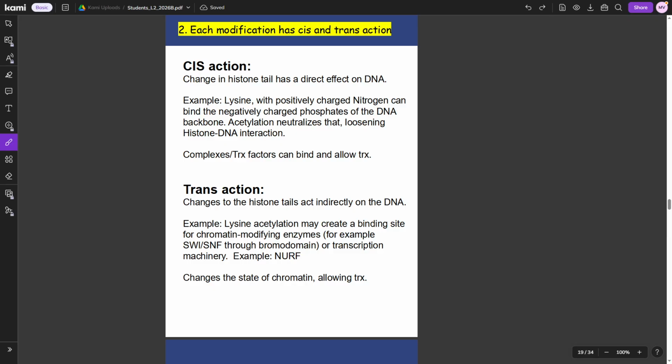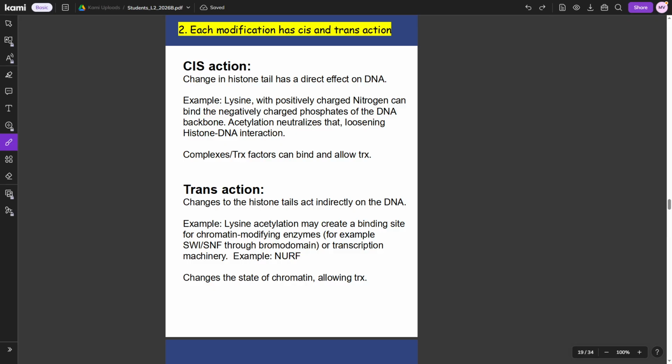A trans action is, basically, you do the same thing as a cis action. So you modify a lysine, but that lysine, just because it's modified, doesn't actually result in a change in the DNA. But what it does do is that modified lysine now recruits a different enzyme, like a reader. So it'll recruit a bromodomain or some enzyme. And then that bromodomain will maybe attract another enzyme, or maybe the bromodomain is like PHF8, where it has a reader and an eraser domain. So maybe it's both.